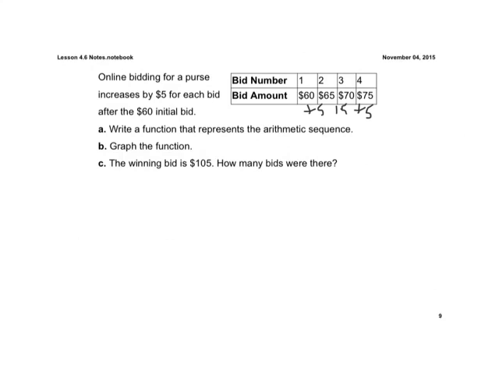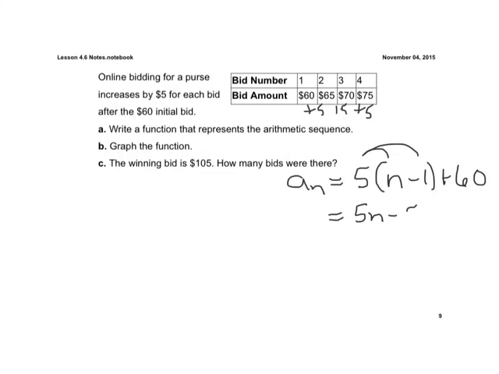That's our first bid. What we need here is a function, so in general, a sub n. Remember, this is our general function. A sub n is equal to the common difference, which we said was 5, times n minus 1, plus our first term, our initial bid, 60. Now we distribute. So we're equal to 5n minus 5 plus 60. Combine like terms: a sub n is equal to 5n plus 55. 60 minus 5 is 55.